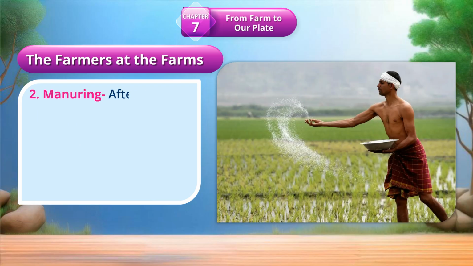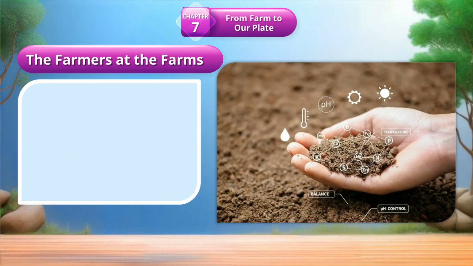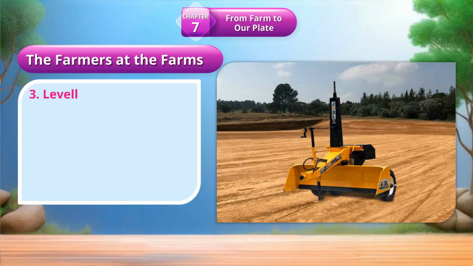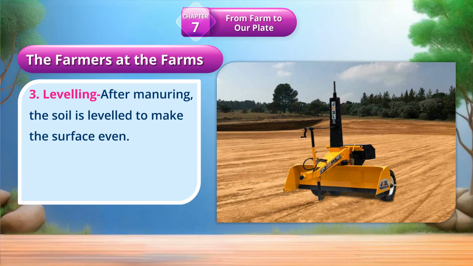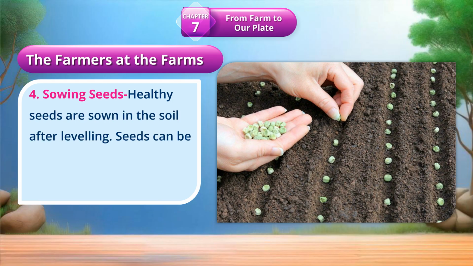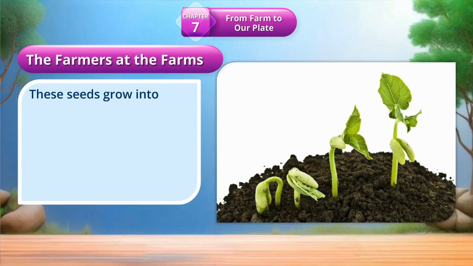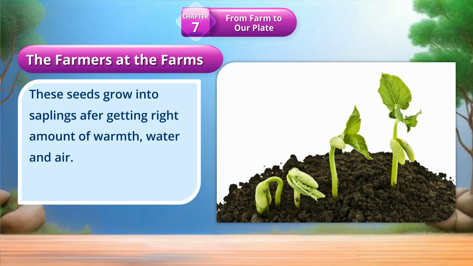2. Manuring. After plowing, the farmers add manure and fertilizers to the soil to provide nutrients to the soil. This increases the productivity of the soil. 3. Leveling. After manuring, the soil is leveled to make the surface even. 4. Sowing seeds. Healthy seeds are sown in the soil after leveling. Seeds can be sown manually or with the help of machines. These seeds grow into saplings after getting the right amount of warmth, water, and air.